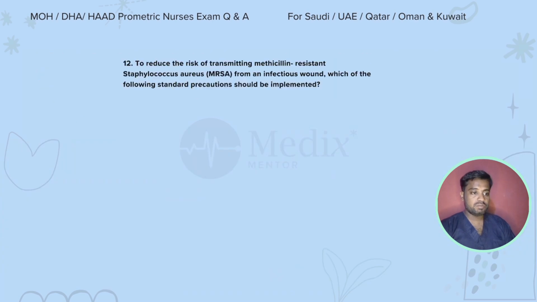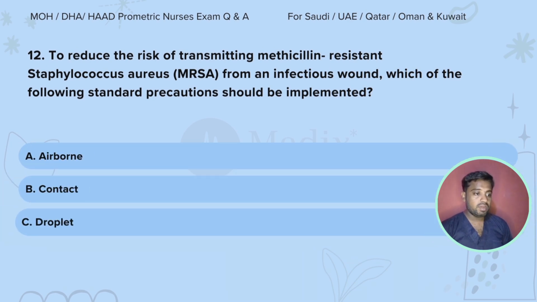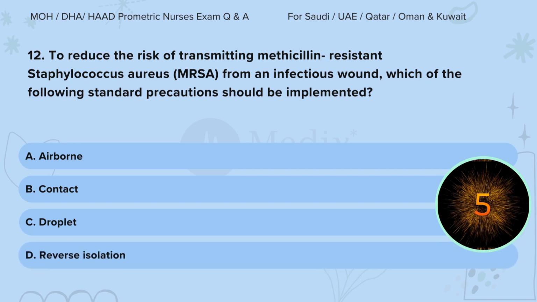Let's begin the question number 12. To reduce the risk of transmitting methicillin-resistant Staphylococcus aureus, which is known as MRSA, from an infectious wound, which of the following standard precautions should be implemented? A. Airborne. B. Contact. C. Droplet. And D. Reverse isolation.